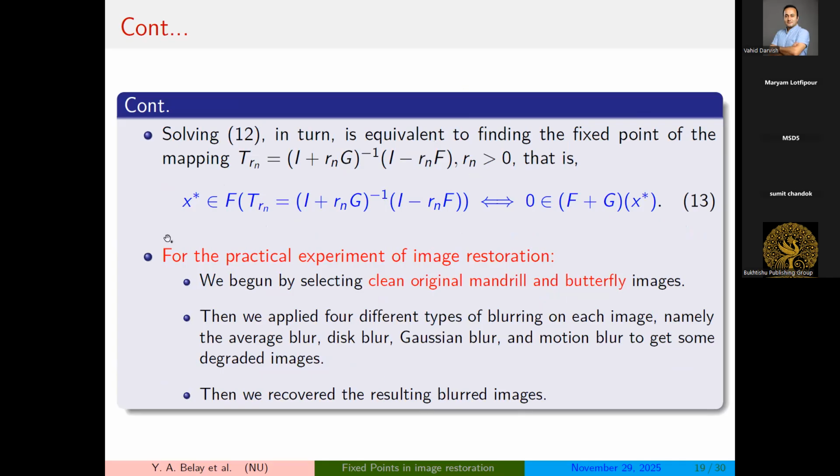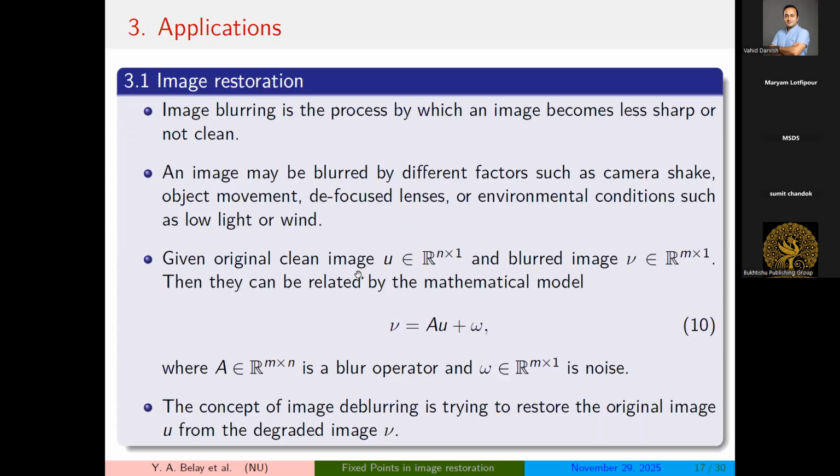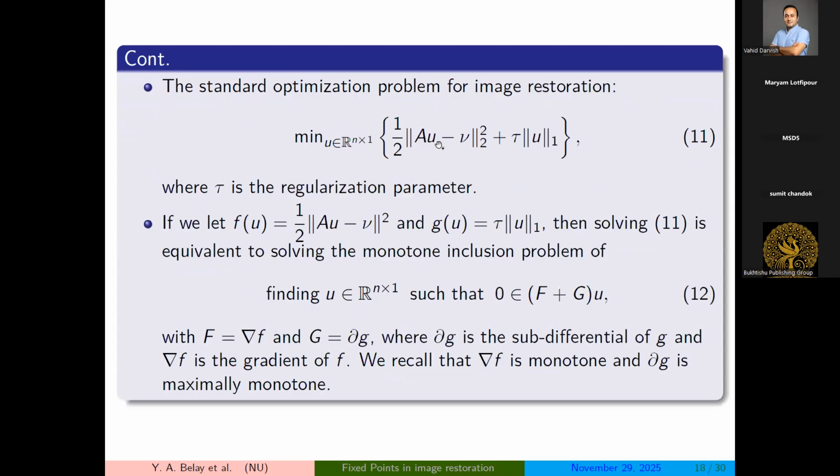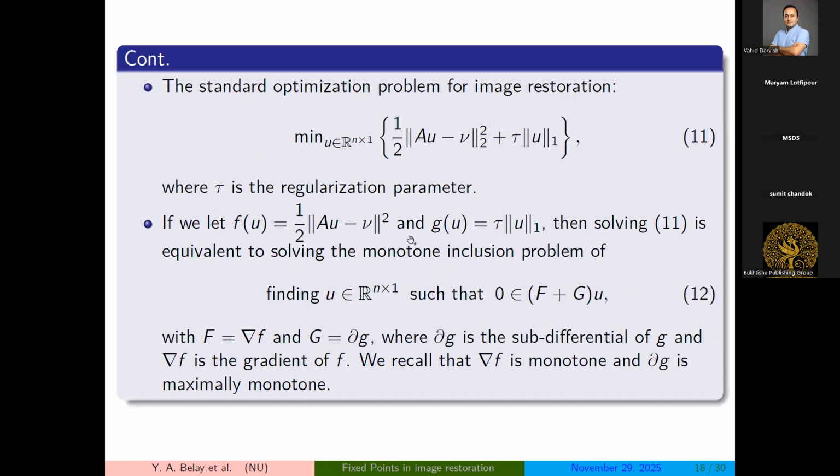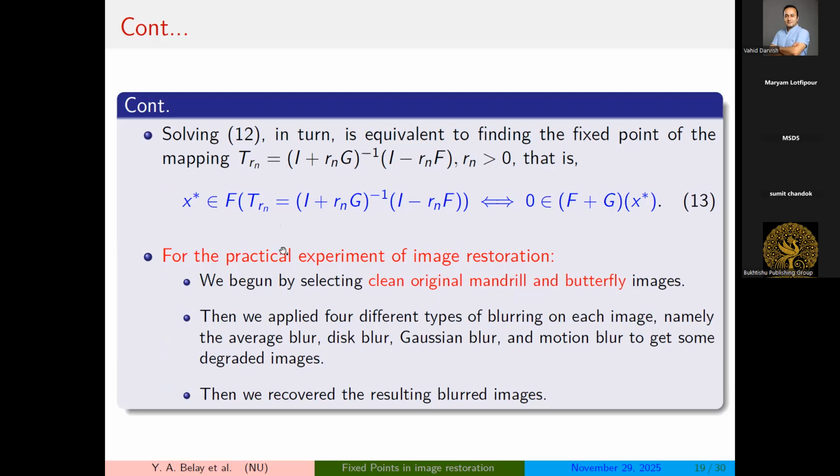You see, here we have, this is the guiding one. So our point x star is a fixed point of the proximal operator if and only if it is a zero of this f plus g, where f and g are like given here. F is the gradient of this one, and g is the subdifferential of this one, because this is differentiable generally. So what we are saying here is solving this fixed point problem is exactly the same as solving this minimization problem. So if we solve this fixed point problem, it means we have solved the image restoration problem.